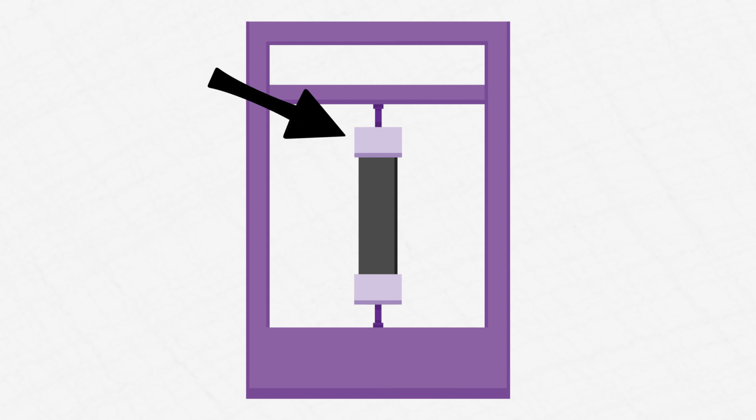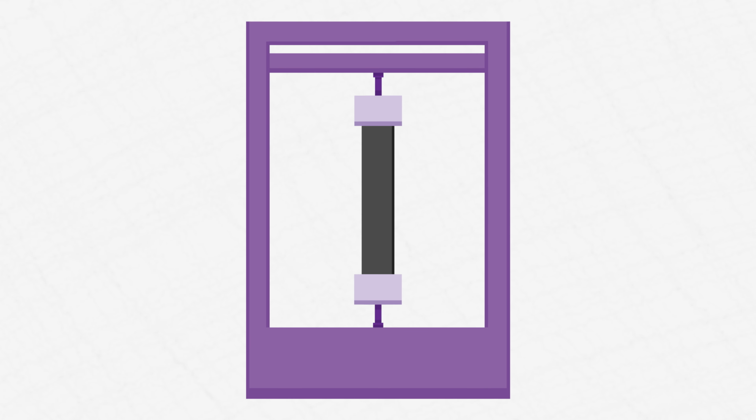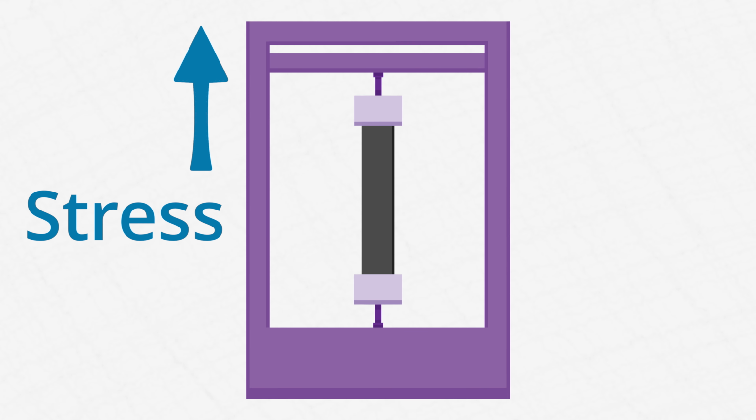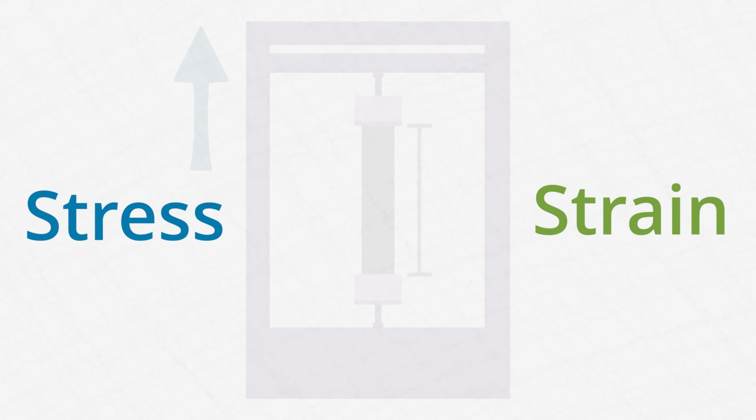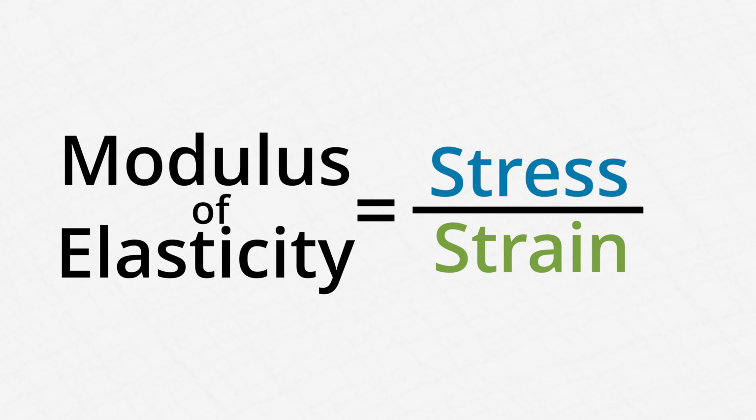Basically, they take a material that they want to test and put it in this machine that has two clamps. The bottom clamp stays still while the top clamp moves upward, and then measures how much force it takes to stretch the material, the stress, and how far it stretches, the strain. Then, the engineers can calculate the modulus of elasticity.